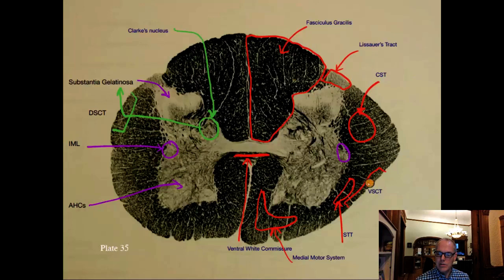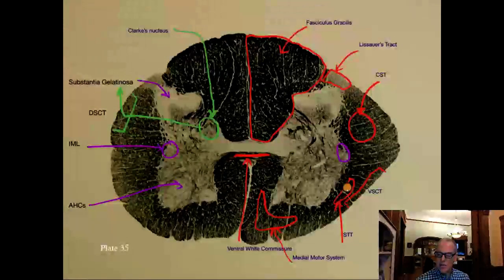Whereas if you were asked what would happen with a lesion here, well, remember the spinothalamic tract, this pathway originated through the ventral white commissure, substantia gelatinosa, dorsal root. So a lesion of the spinothalamic tract would produce loss of pain and temperature on the opposite side of the body, below the level of the lesion.